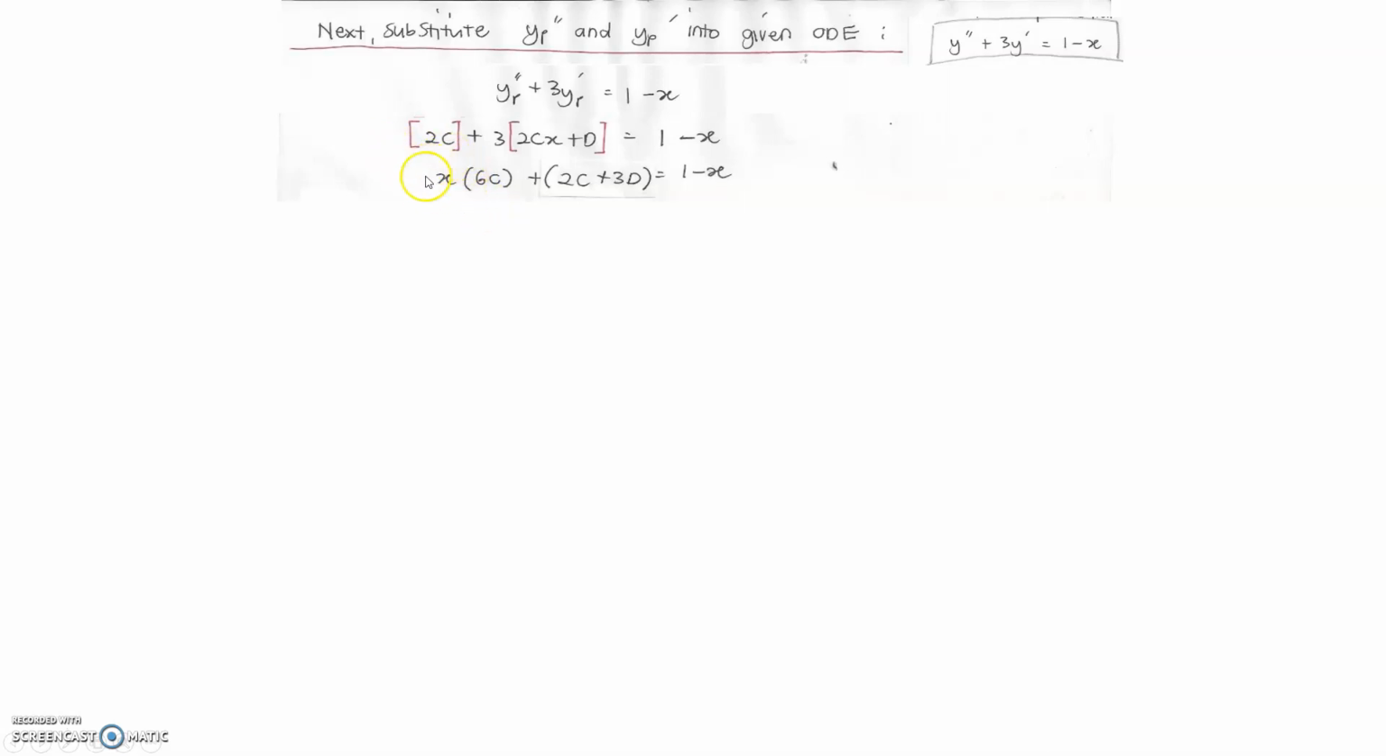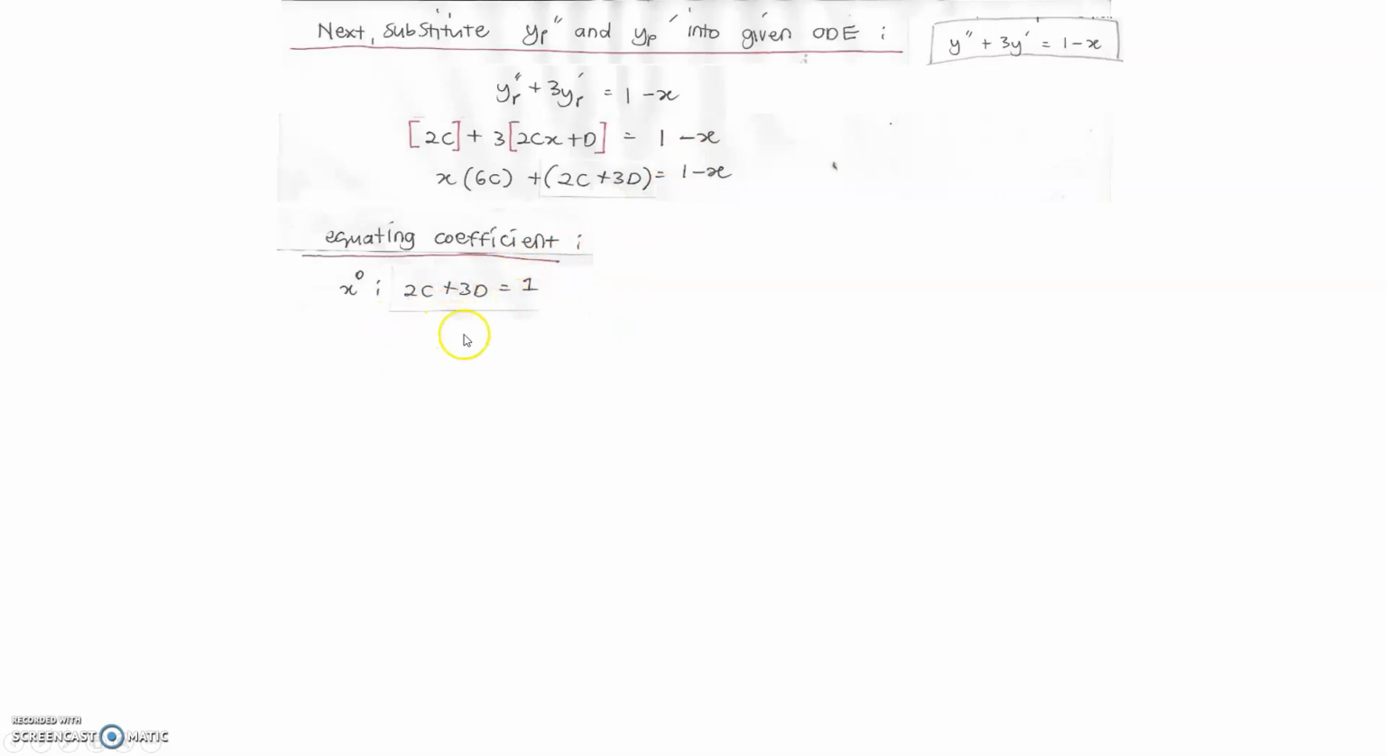Okay, from there, you rearrange your equation so that it follows the coefficients accordingly. So I rearrange it, it becomes x times 6c, plus 2c plus 3d. 3 multiplied with d, I got 3d here, 2c plus 3d. Once I rearrange it, I can equate the coefficients. So for x to the power of 0, I have 2c plus 3d equal to 1.